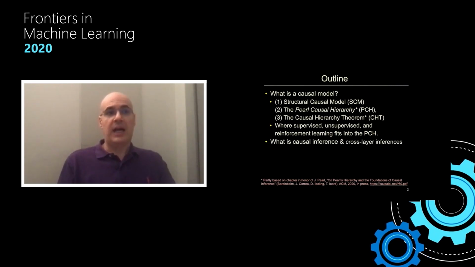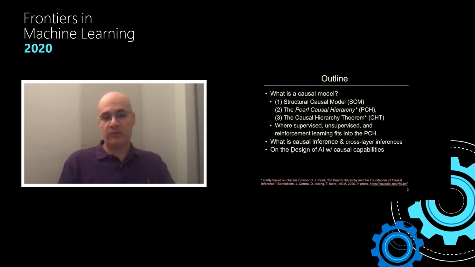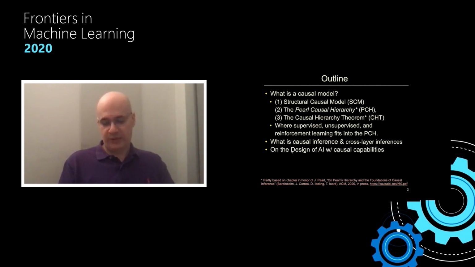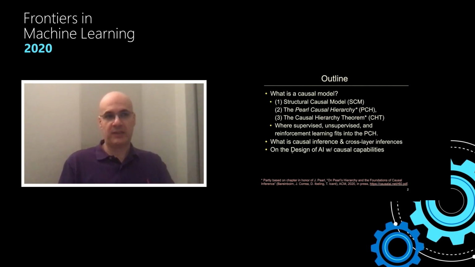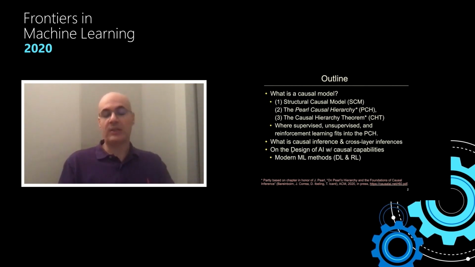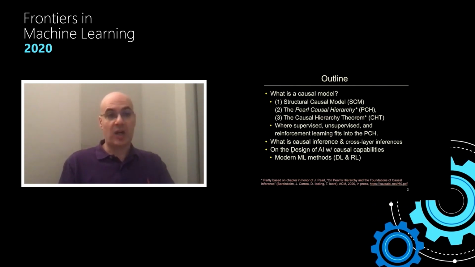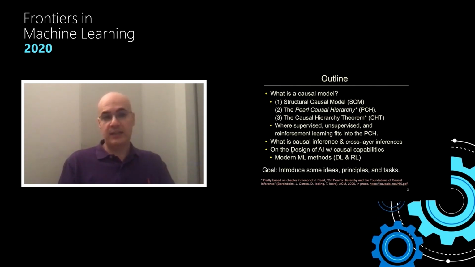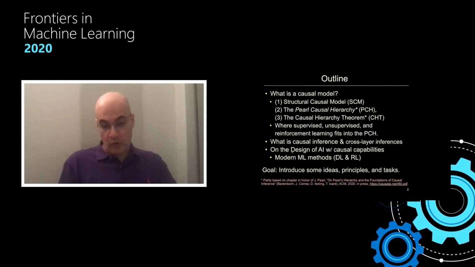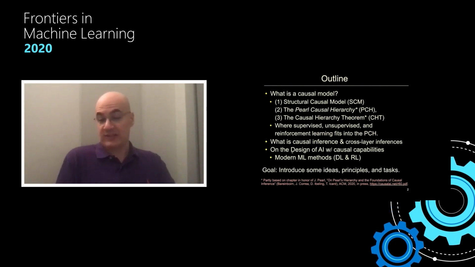I will then move to the design of artificial intelligence systems with causal capabilities. I will connect with modern machine learning methods and try to put deep learning and RL in perspective. My focus here will be on my goals to introduce the ideas, principles, and some tasks.